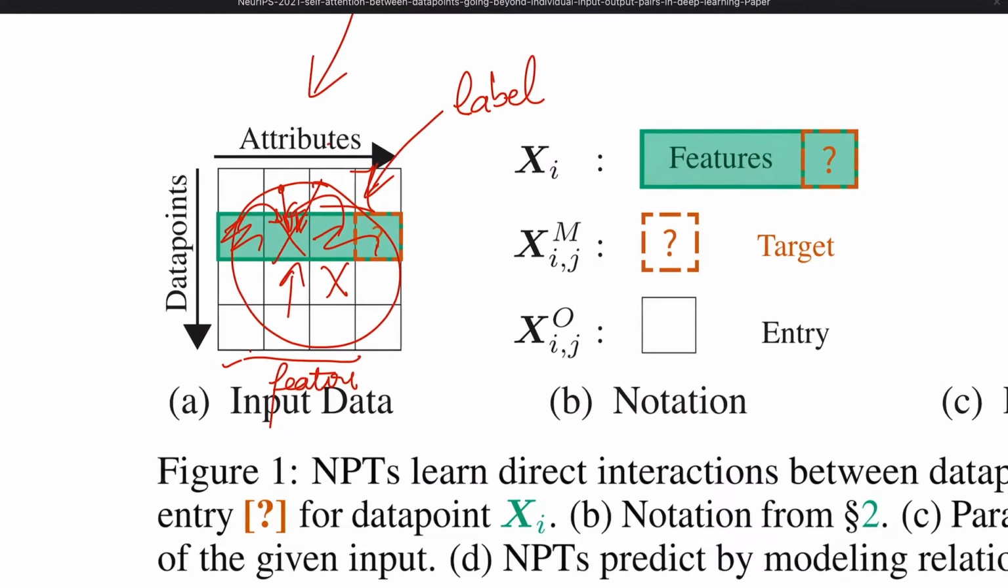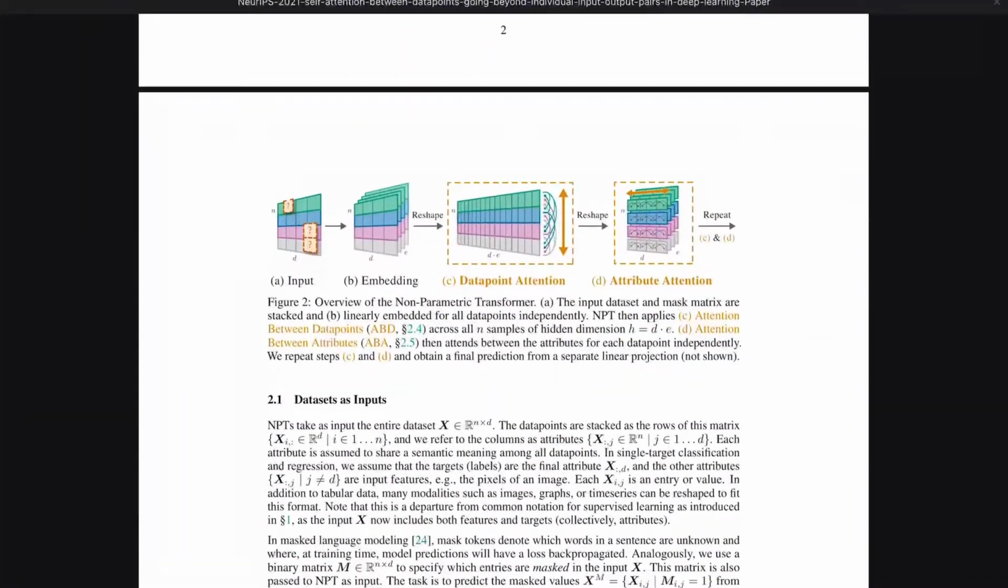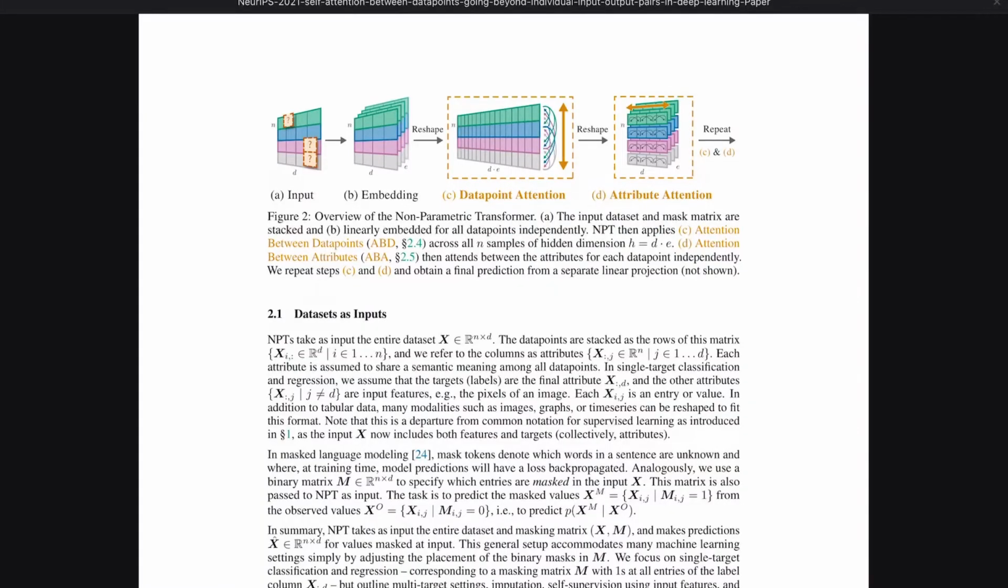But that's the whole point. So at every training iteration, they are stochastically dropping some of them, and then enforcing the model to predict those things in a very, let's say, simple to implement and actually interesting way.